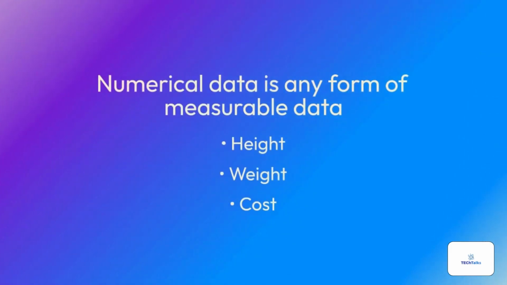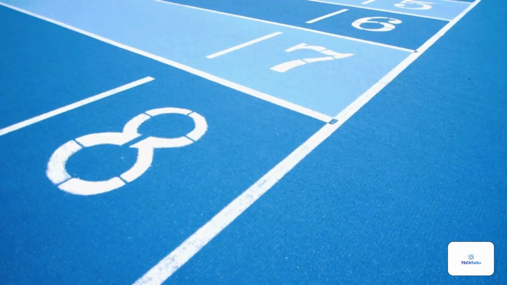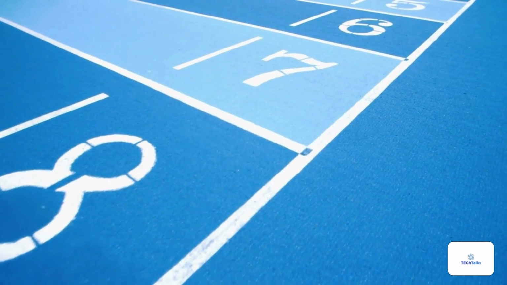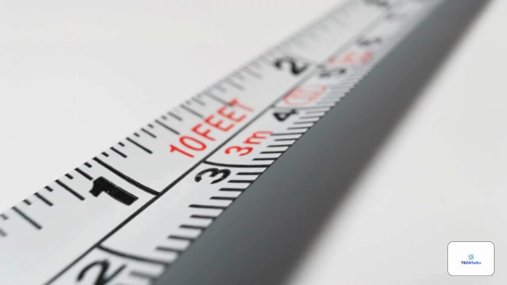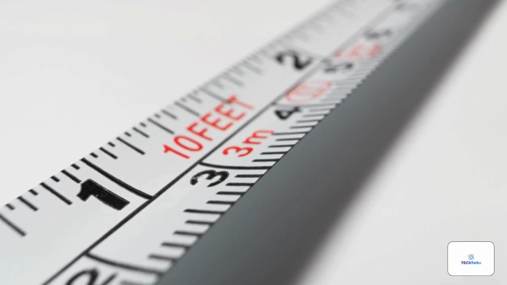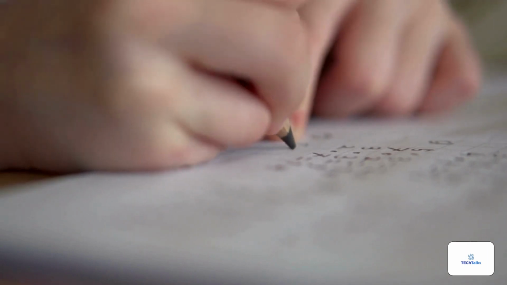Numerical data, or quantitative data, is any form of measurable data such as your height, weight, or the cost of your car. Exact or whole numbers, i.e. 26 students in a class, are considered discrete numbers. In contrast, those which fall into a given range are considered continuous numbers. They are simply raw numbers. You can do mathematical operations on such data.